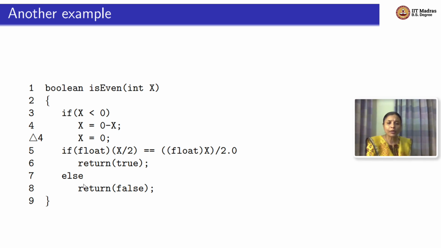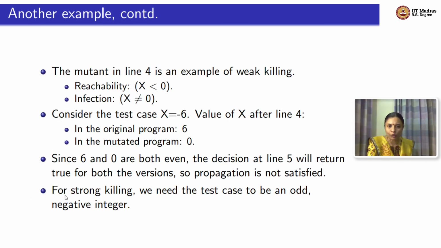Suppose I want the output to be different, then suppose I give it as -3. Then statement 4 will make it 3. Statement delta 4 will make it 0. 0 is divisible by 2. 3 is not divisible by 2. So one will return true, the other one will return false. So for strong killing the mutant, we need the value of x to be an odd negative integer. An even negative integer will end up satisfying divisibility by 2 and the output will not reflect the change, but it will still be weakly killed. For strong killing, you need an odd negative integer where the output will be different.